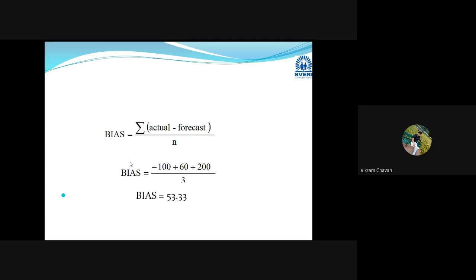So we are getting the positive sign for the bias. In case of bias, we will consider that if we get a positive sign for the error, then that will be an under forecast. So bias is useful to find out whether the forecasting is an under forecast or an over forecast. Here we are getting the positive sign, that is nothing but the forecasting is an under forecast.